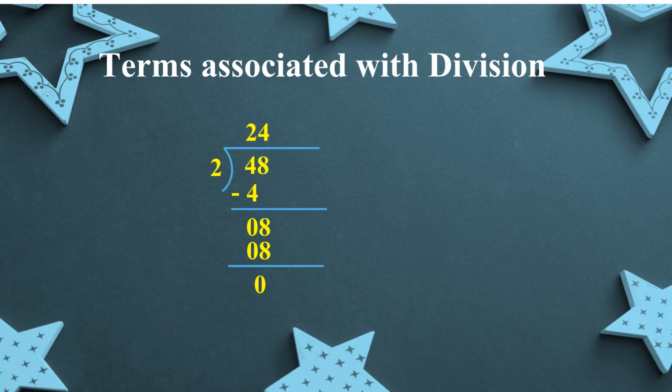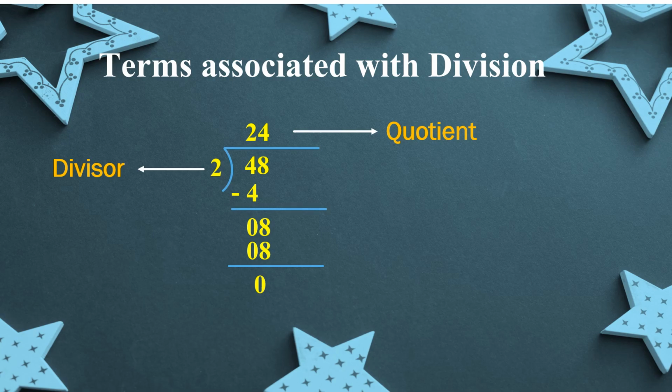When we learn division, it is important to learn all the mathematical terms associated with division. Here 24 is the quotient. That is nothing but the answer. Now 2 is the divisor. The number which is used to divide is called the divisor. Now 48 is the dividend. That is the number to be divided is called the dividend. 0 is the remainder.